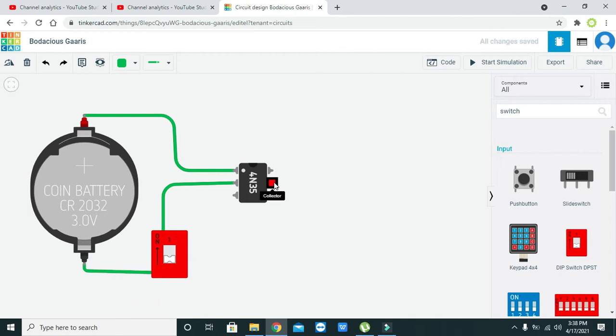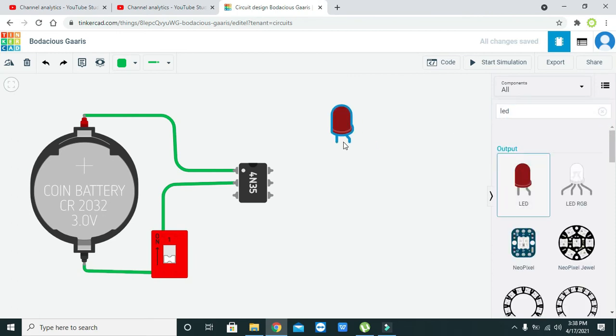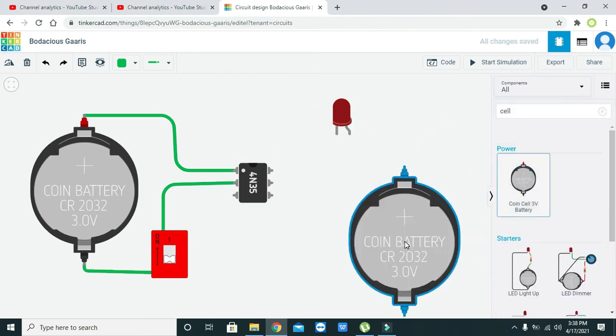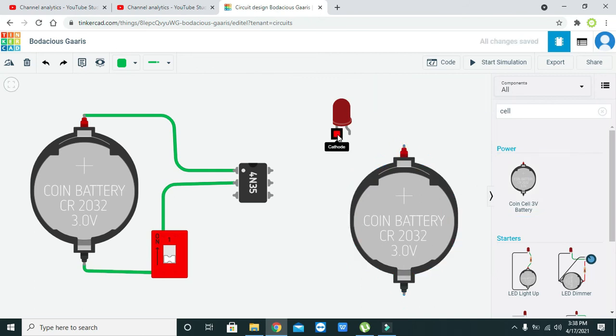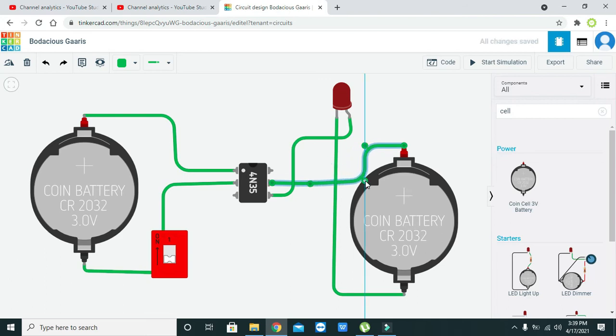Now we will come towards our right side circuit and we will take one LED. We will take our cell, the lithium ion coin cell. It is here. Now we will connect the positive side of our cell with the collector and the emitter side with the anode of the LED, and the cathode side with the negative side of the cell. Now our circuit is nearly completed.